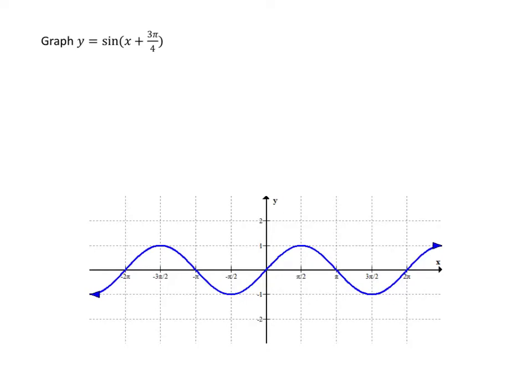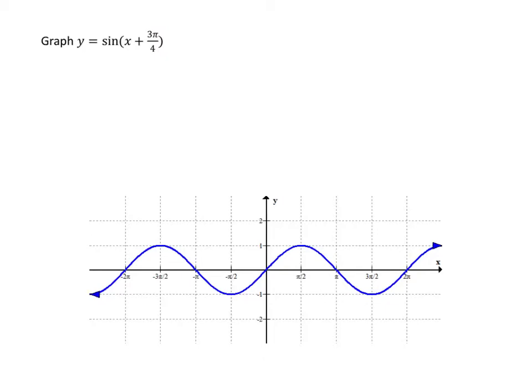Lesson 6.4 addresses graphing sine and cosine when we start to shift the graph either horizontally or vertically. A horizontal shift is called a phase shift, and a vertical shift is just a vertical shift. So the first thing we're going to start with is horizontal shifts. You will know that it's a horizontal shift because you will have plus or minus some value within these parentheses.